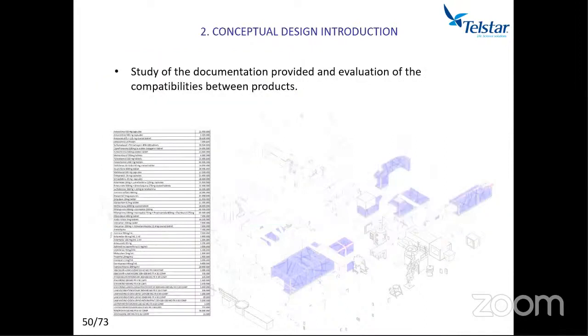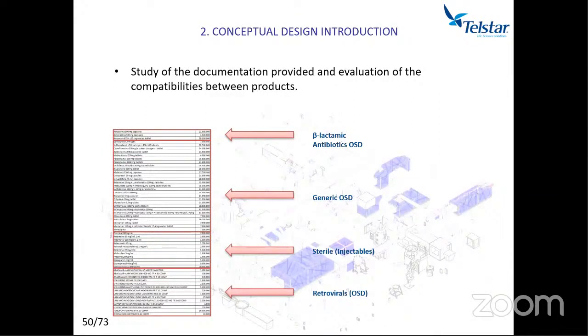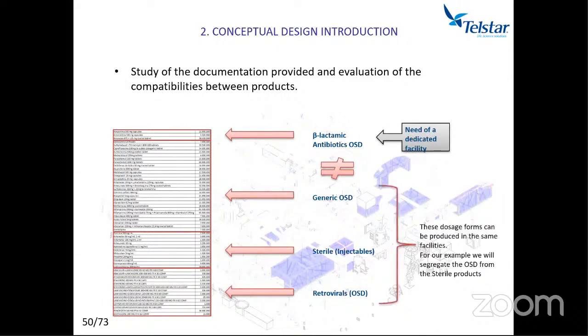When talking about the products, as I was explaining at the beginning, we had to decide which products were going where, and we had to classify that. From the list of products, we identified immediately there were some beta-lactamics, antibiotics, solid dose, some generics, also solid dose, injectables, and retrovirals. This immediately led us to something, which is that we needed an independent facility for beta-lactamics that cannot be produced in the same facility where we are producing the others.